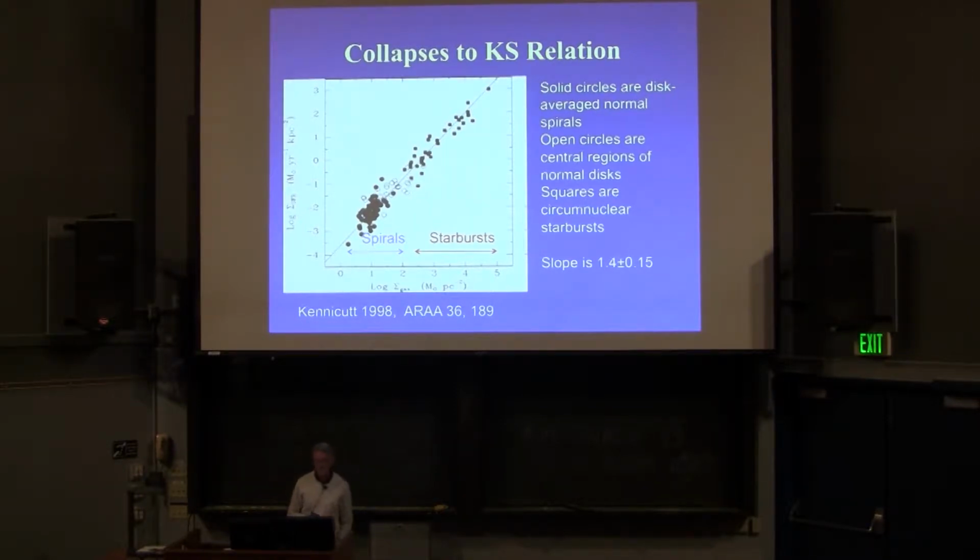In some sense, we shouldn't be surprised that we get rid of a lot of the scatter, because basically we know that gas makes stars, so the more gas you have, the more stars you should make. The interesting result of this was the slope being 1.4 plus or minus 0.15.